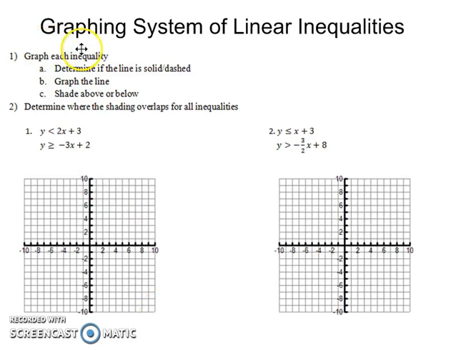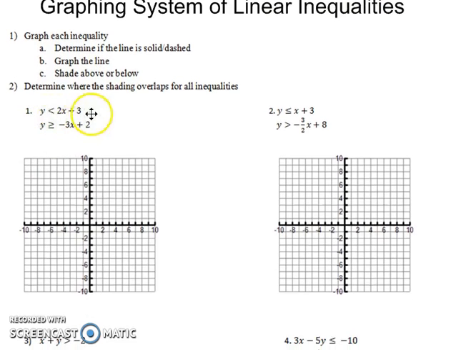So today we are going to graph systems of linear inequalities. It's just like graphing inequalities, except we're going to graph two of them and shade twice, and where they overlap is going to be your final answer. So first off, I'm going to graph number 1.